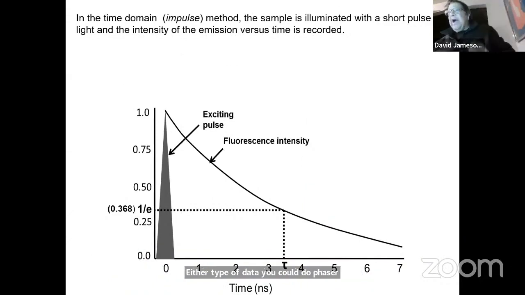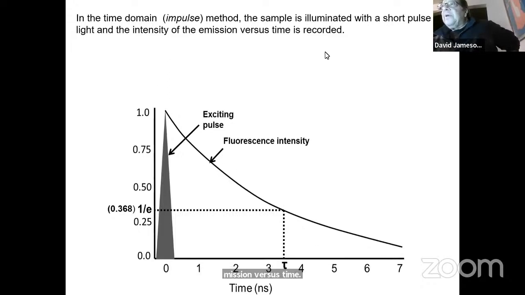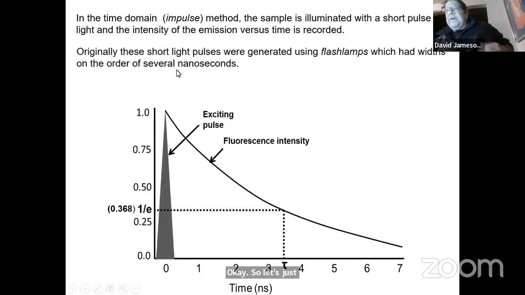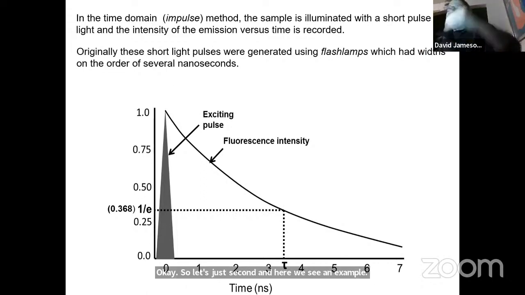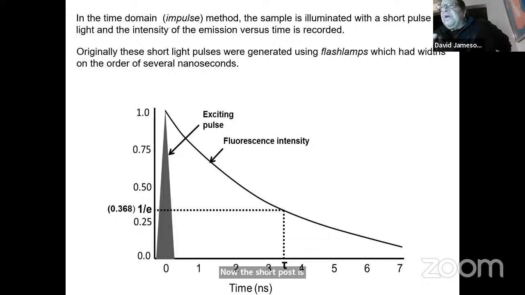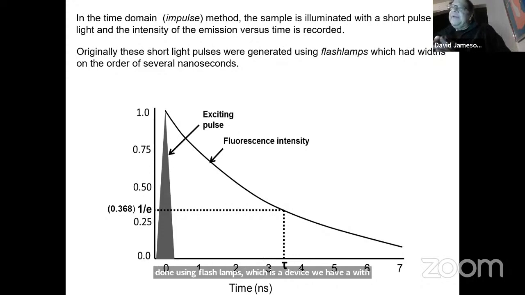Okay, so what is a time domain measurement? Typically you illuminate the sample with a short pulse of light, and then you look at the intensity of the emission versus time. Here we see an example, a short pulse of light and then the decay of the intensity from some normalized value. Now, these short pulses originally, for many years, were done using flash lamps, which had a width of several nanoseconds, and that made it very difficult to extract short lifetimes.